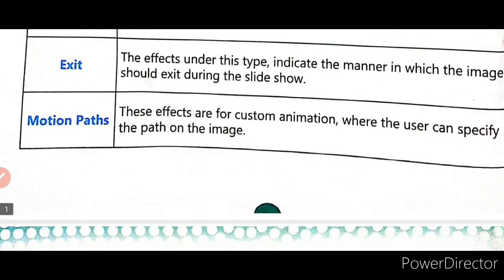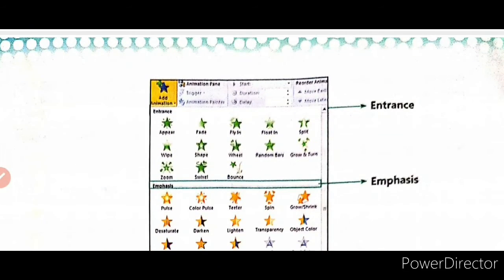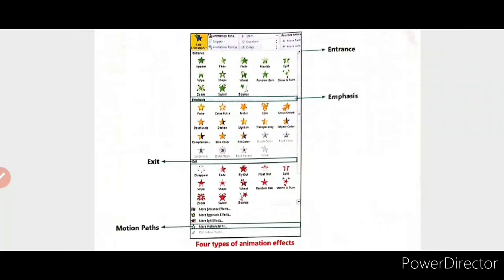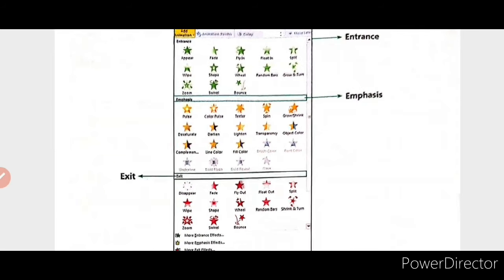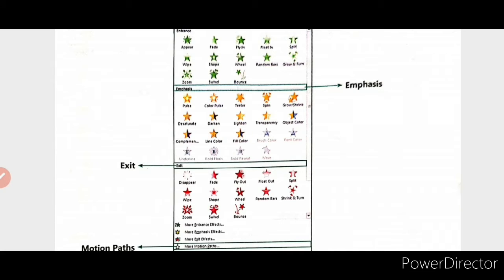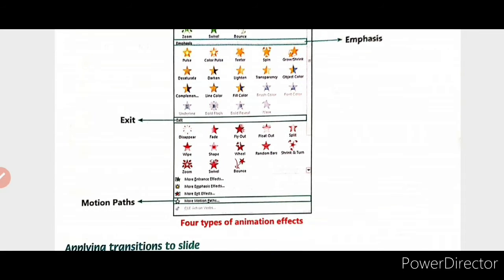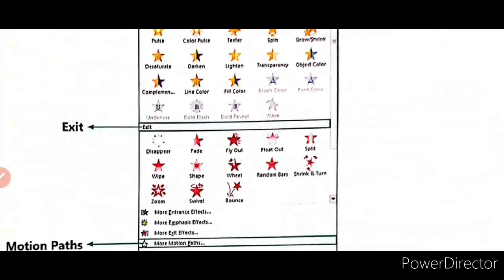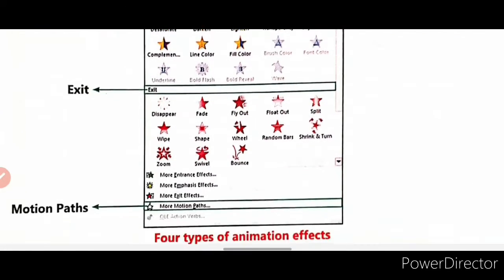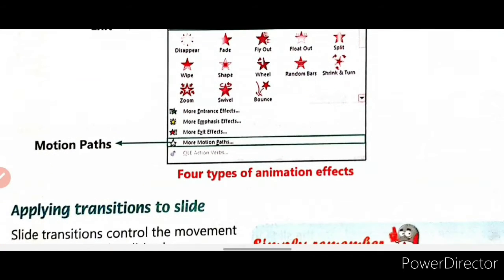Clear? Okay, so see this diagram. It shows the 4 different types of animation effects: entrance, emphasis, exit and motion path. In entrance animation effect, you will have various sub options. You need to select the particular option. Likewise, in emphasis animation effect, you will have sub options. Likewise in exit, you will have different options. You need to click on the particular option. So this diagram shows the 4 types of animation effects.